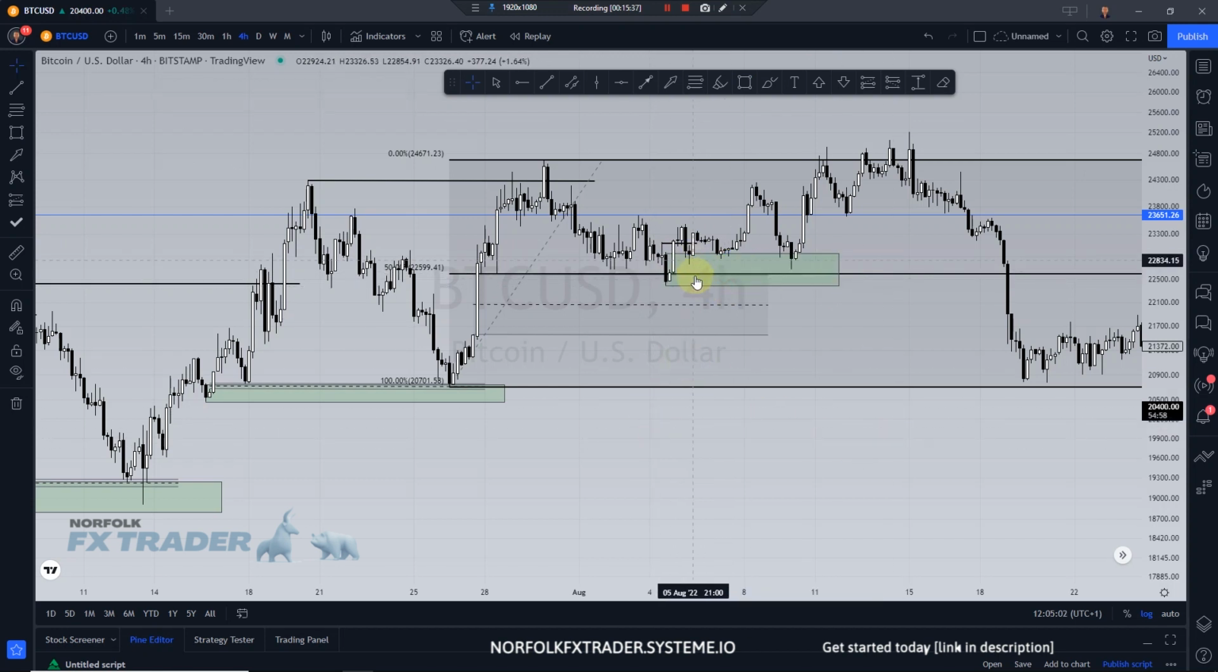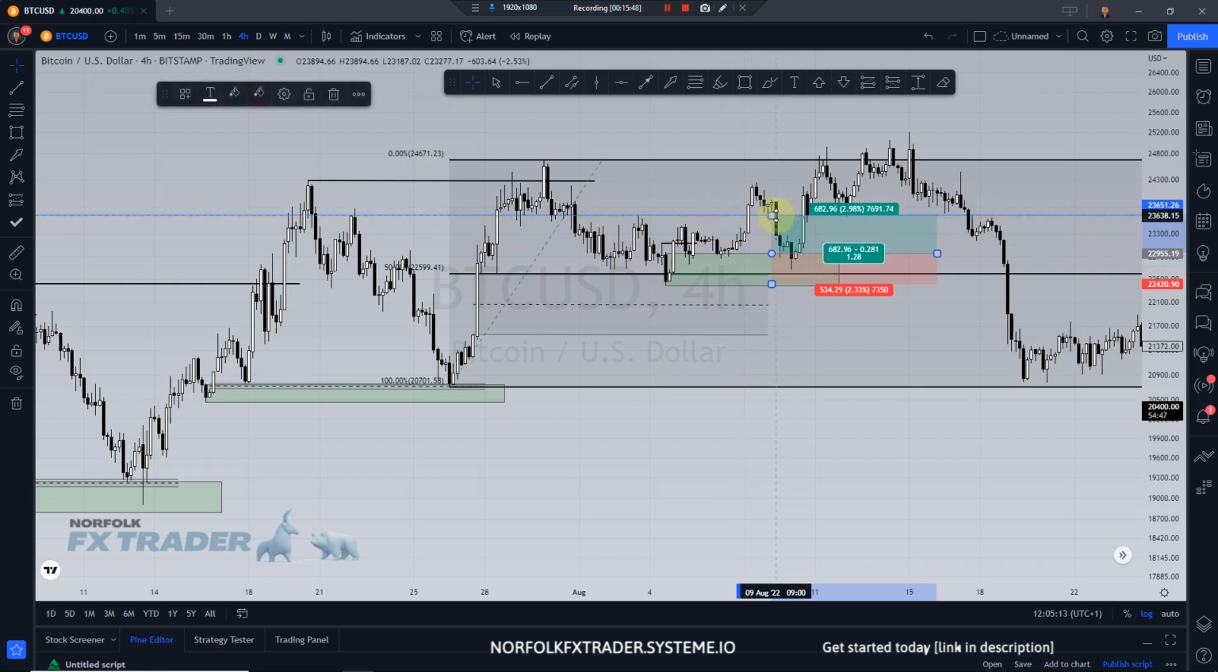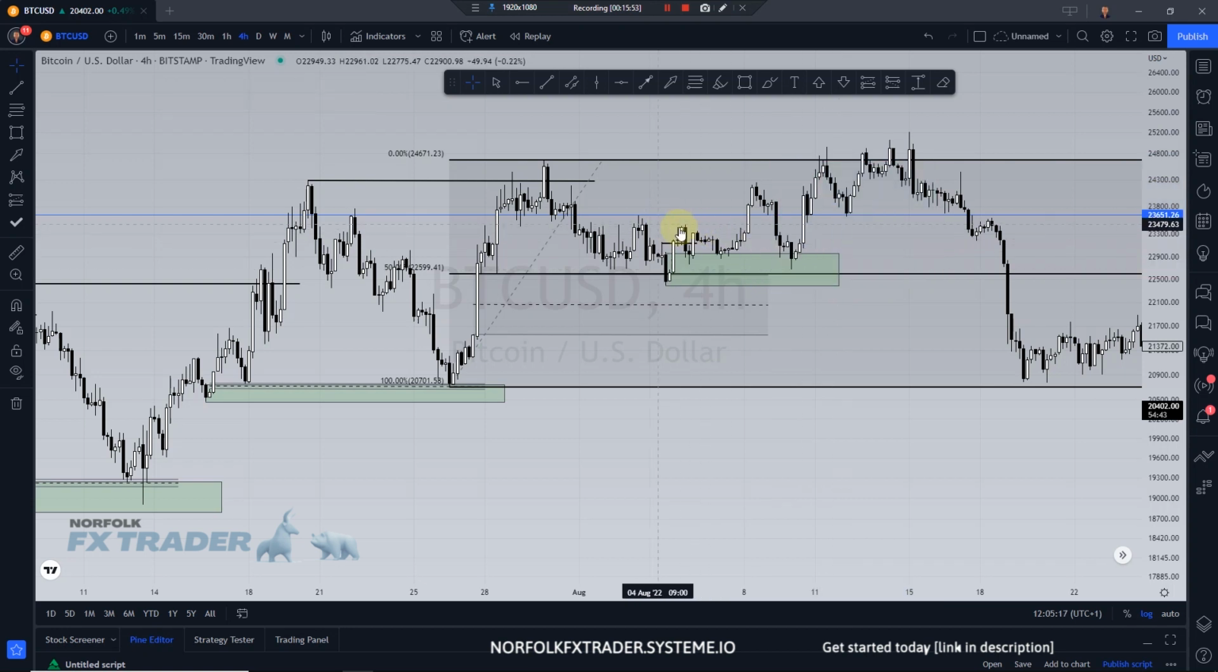You can see price comes back in once, twice, three times. If you decide to take this as a trade, I would at least be looking for my first profit target to hit this EQ level and then look for the previous high market structure. Again, 3 to 1.